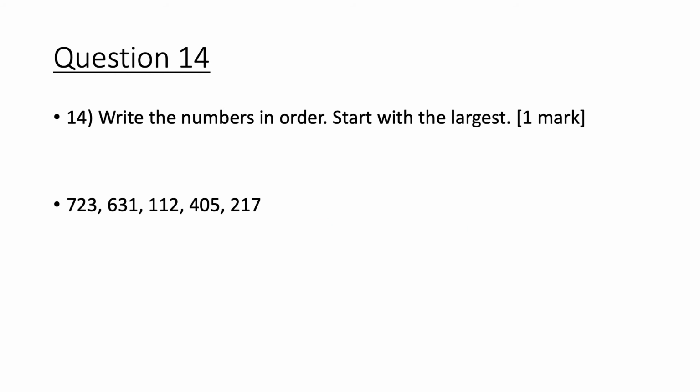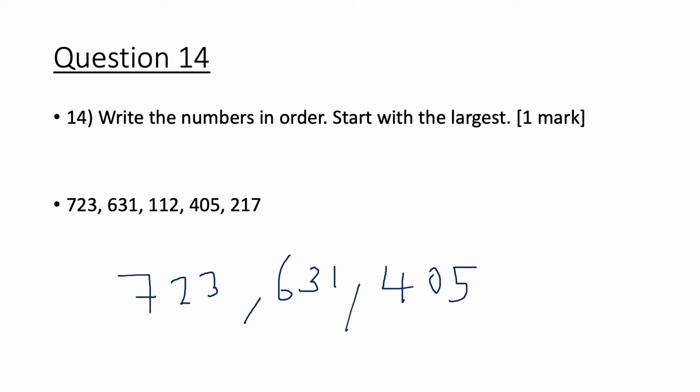Okay, this is question number 14. Write the numbers in order. Start with the largest, so it's largest to smallest. Now, the biggest number is 723. Then it's 631. Then it's 405. Then it's 217. And then it's 112, guys. So this is going from largest to smallest.